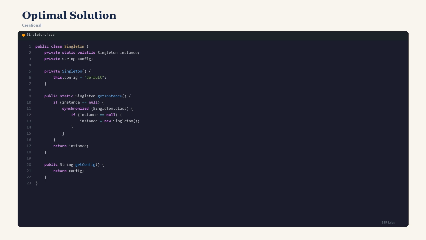The real magic is in getInstance. It uses double-checked locking. First, it checks if instance is null without synchronizing, which is fast for the common case. Only if it's null does it enter the synchronized block, then checks again. This prevents two threads from both creating instances. This is the thread-safe lazy Singleton that interviewers love to see.